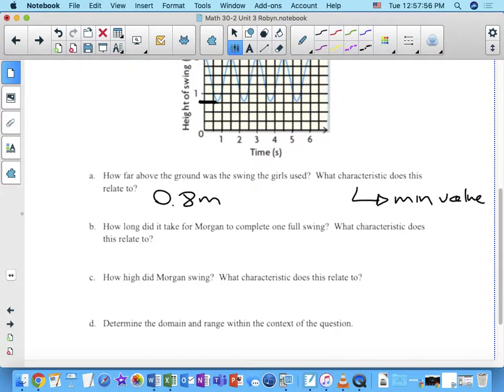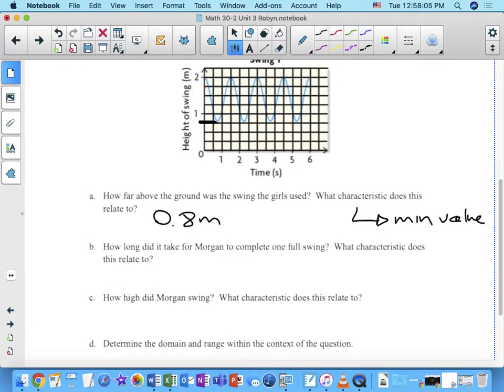Okay? How long does it take for Morgan to complete 1 full swing? Let me bring the graph back. What do you guys think? Take a look at the graphs. How long do you think it's going to take for her to complete 1 full swing? Yes. 1.5 seconds. So a couple of you had your hand up. How many people agree it's 1.5 seconds? Okay, quite a few of you. 1.5 seconds is right here. So we start at a max, we get back to a max.